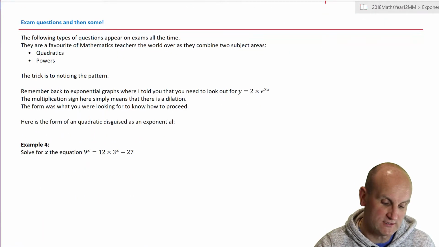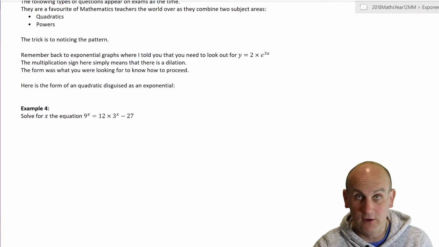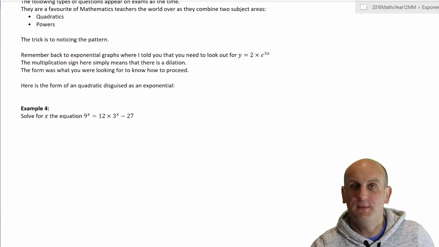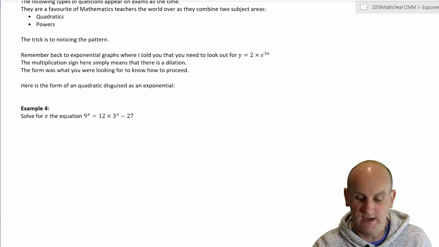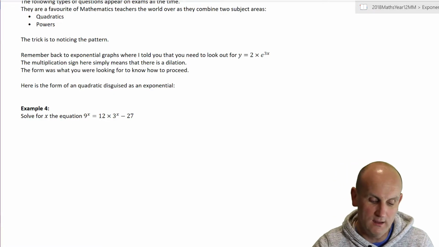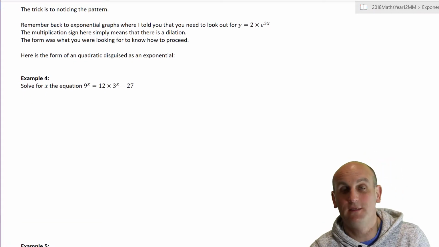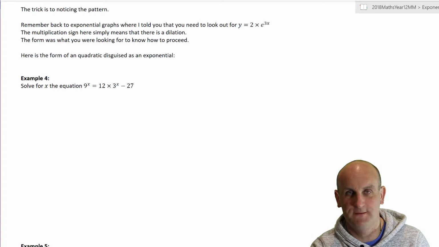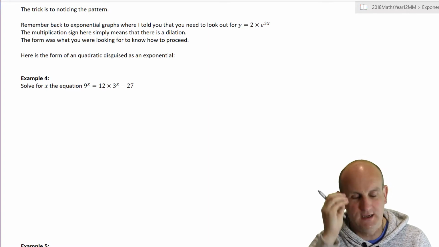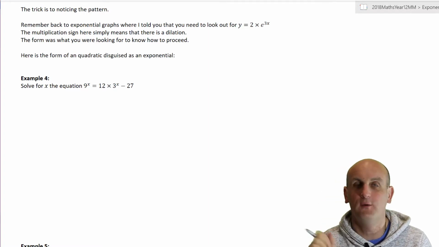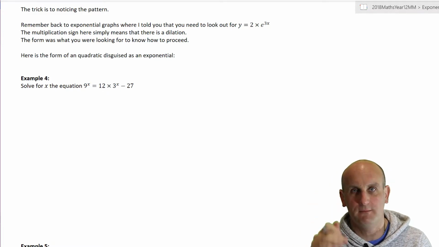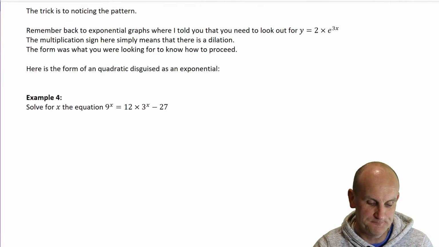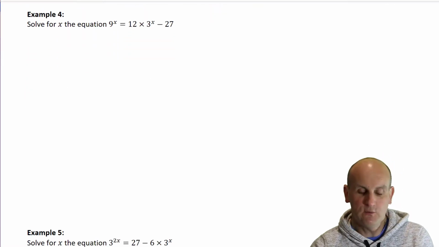Now, the following types of questions appear on exams all the time, and they are literally favourites of maths teachers. Why? Because they combine a lot of subjects together. Basically, in this particular example, as I'm about to do, they combine quadratics and powers. You're going to say, huh? Now, the trick is noticing the pattern. Notice how the question is written. If you look at the question and you've preconditioned your brain to look for certain indicators, then your brain will just go, yes, I know this is a quadratic, bang, bang, bang, bang, bang, and it's pretty formulaic. All right, so here is one example.